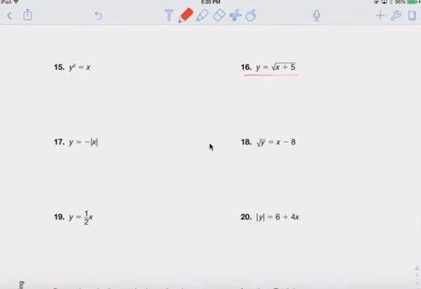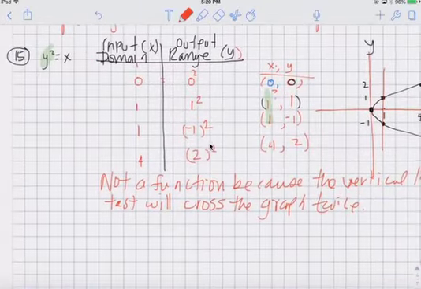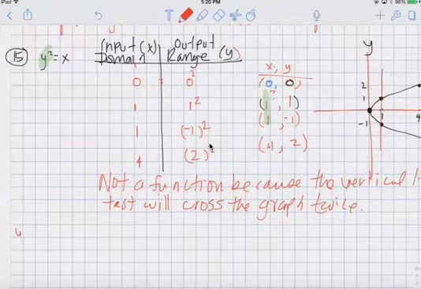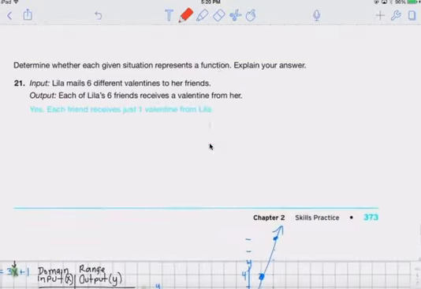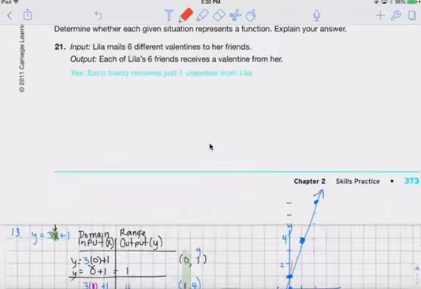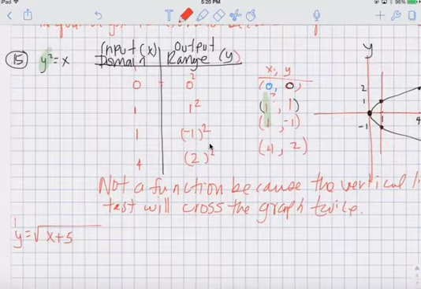16 is this problem. Y equals radical x plus 5. Double check, make sure I wrote it right. Yes, I did. Alright, that's 16. Only 2 more to go.